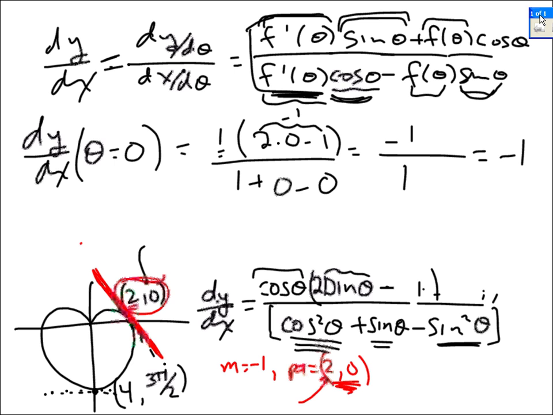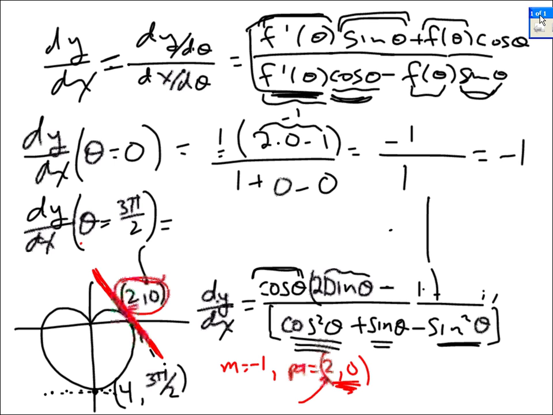Okay, let's find out what happens at 3 pi over 2. dy dx, when the angle is 3 pi over 2. How do we get the cosine of 3 pi over 2? Let me come here. The cosine of 3 pi over 2 is 0.